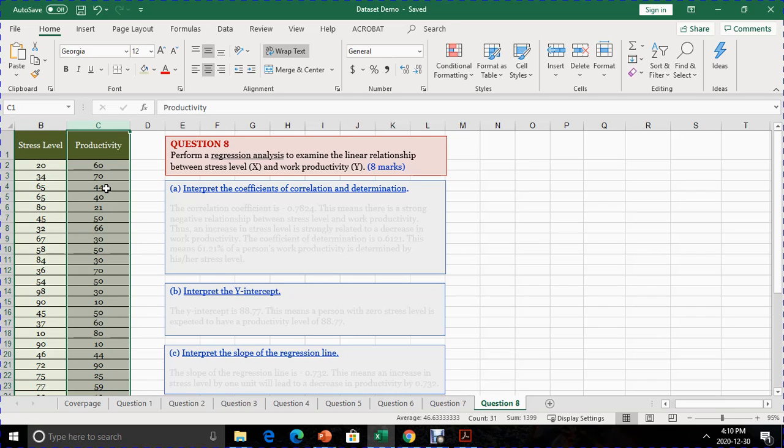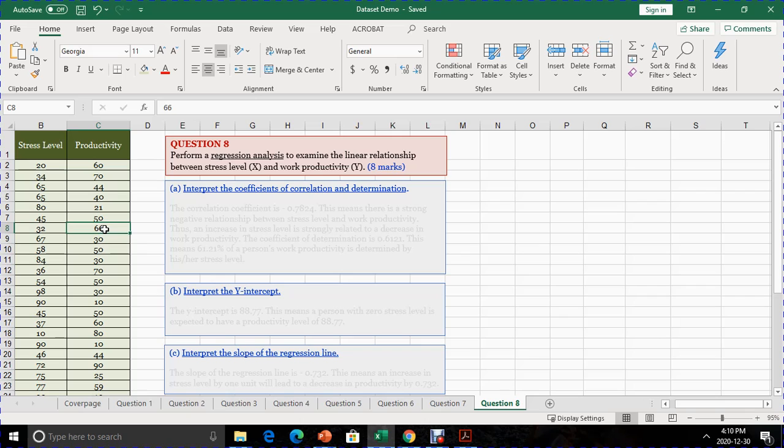So we need to explore what is the nature of the relationship between a person's stress level and their level of productivity. That is, how does stress level impact a person's ability to be productive? So there are a couple of questions that we have to respond to when answering these questions. Before we begin answering the questions, we need to explore how Excel performs a regression analysis.